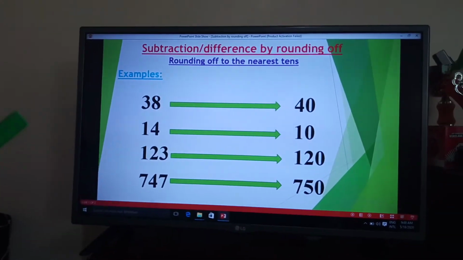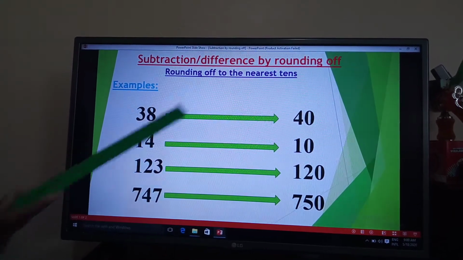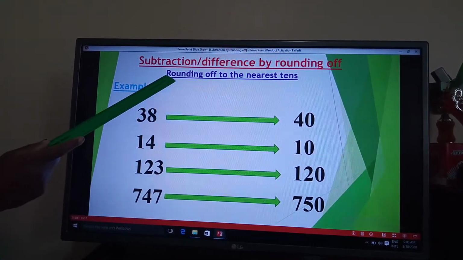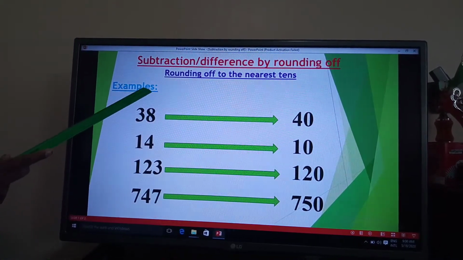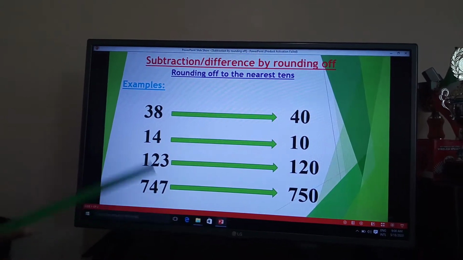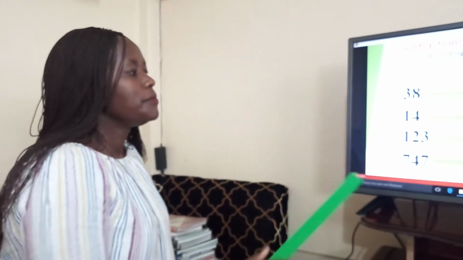Today, we are doing subtraction, or in other words, difference by rounding off. And what is rounding off numbers to the nearest tens? I've prepared a few examples here to remind you. Remember previously we've done rounding off numbers to the nearest tens. So I want to take you through a few examples just to remind you in case you forgot.